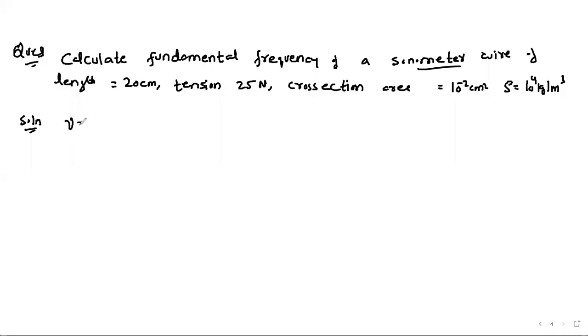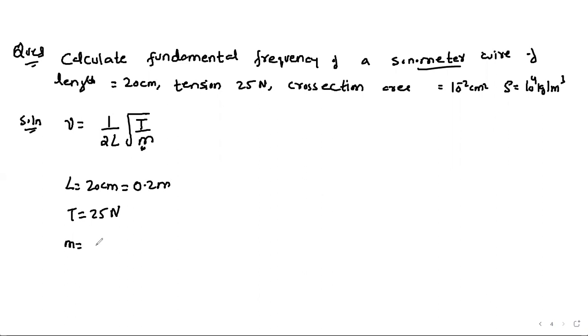So the fundamental frequency is 1 by 2L root over T by M naught. Just keep on substituting the values. The length here is 20 centimeter, which is 0.2 meter. The tension here is 25 Newton. M is mass per unit length. It's not given. Mass per unit length is mass divided by the length of the wire. Instead of it, area of cross section and density is given. So okay, let's do these substitutions.